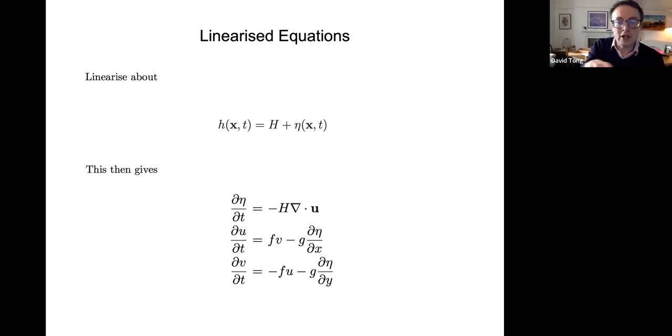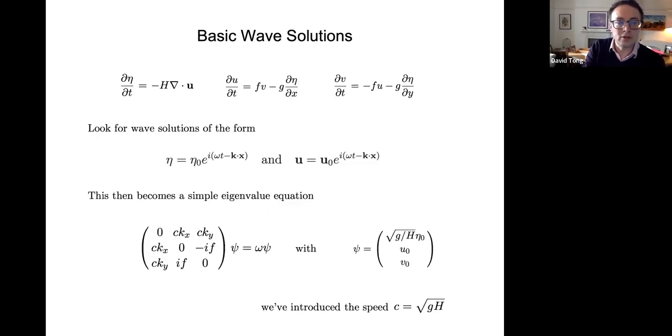All right, let me just tell you some simple solutions to these equations. So the equations are written at the top here. And we're just going to look for wave solutions, which means we'll look for Fourier type modes where the height fluctuates with some frequency omega and some wave vector k. And similarly, the velocity fluctuates with some frequency omega and wave vector k. Plug this ansatz in the middle into these equations at the top.